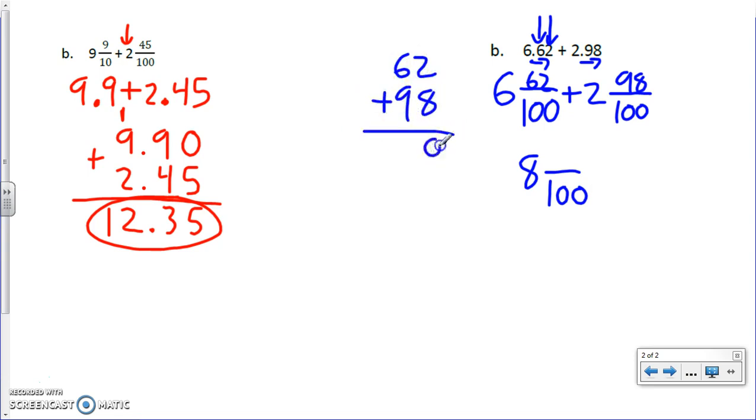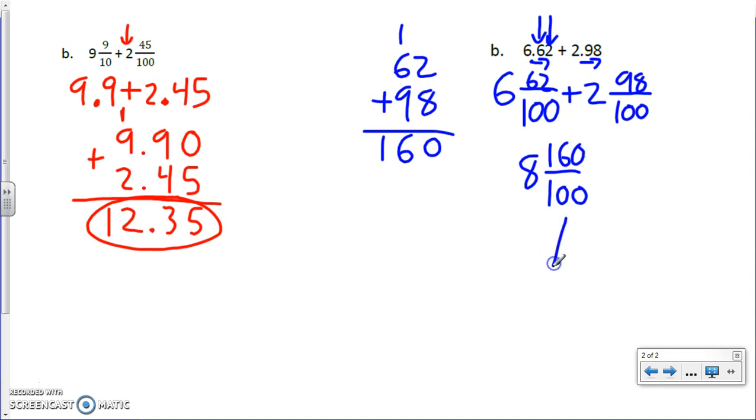2 plus 8 is 10, 0 below. Bring the 1 up top. 1 plus 6 is 7. 7 plus 9 is 16. So it gets us 160. So now we have 8 and 160 hundredths. So we still have an improper fraction, so we're going to need to use a number bond.